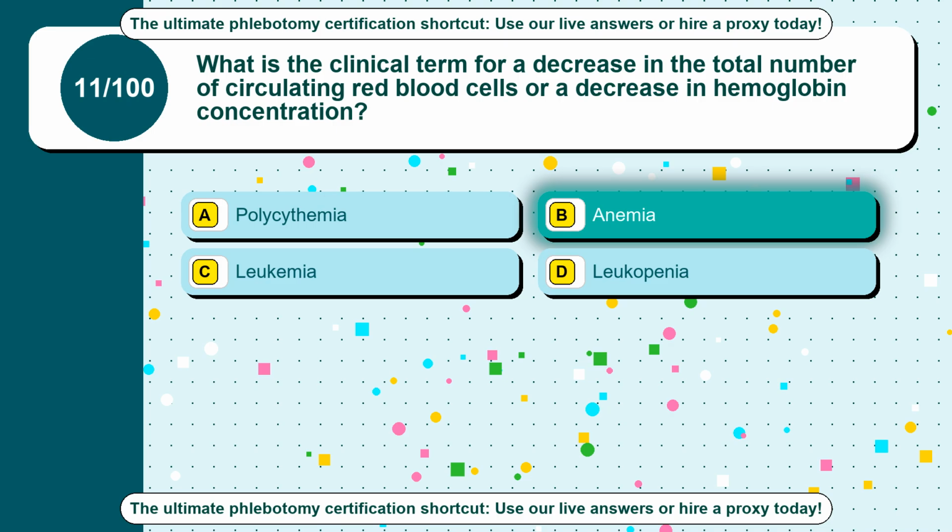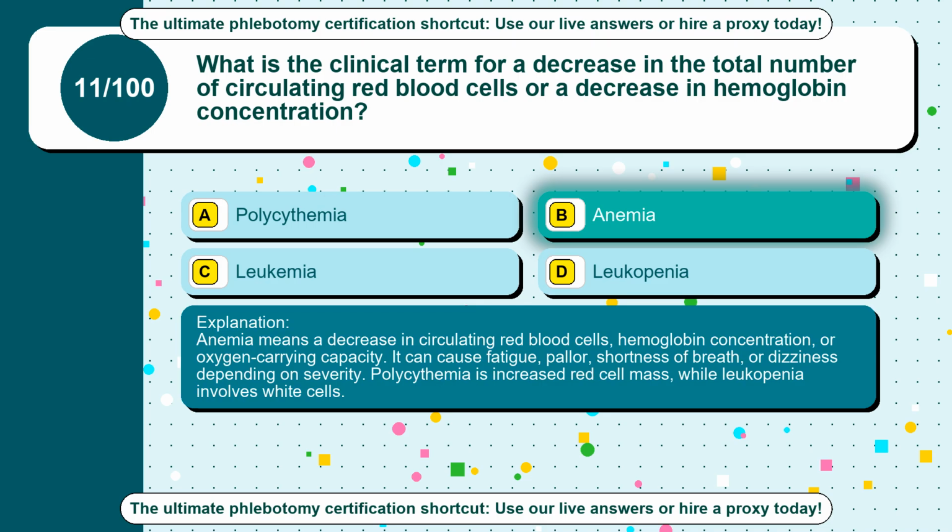Anemia. Anemia means a decrease in circulating red blood cells, hemoglobin concentration, or oxygen carrying capacity. It can cause fatigue, pallor, shortness of breath, or dizziness depending on severity. Polycythemia is increased red cell mass, while leukopenia involves white cells.